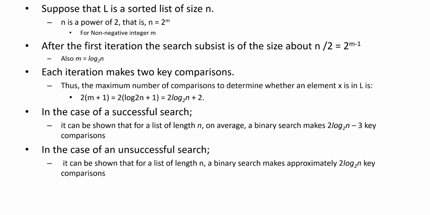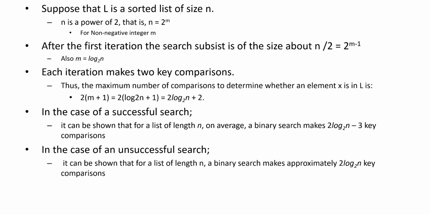In general, suppose that L is a sorted list of size n. Moreover, suppose that n is a power of 2, that is, n equals 2 to the m, for some non-negative integer m, actually. After each iteration of the while loop, about half of the elements are left to search. That is, the search sublist for the next iteration is half the size of the current sublist. For example, after the first iteration, the search sublist is of the size about n divided by 2, which equals 2 to the power of m minus 1.